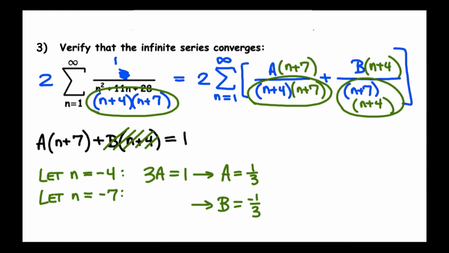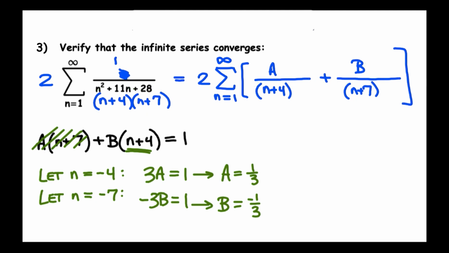If n is negative 7, then you'll have a times 0. Plugging the negative 7 in here is going to give you negative 3b equals 1. So sure enough, yeah, they're opposites. I'm going to replace the a and the b with the 1/3 and negative 1/3 once I clean house up top there and get rid of the green stuff. Okay, so a is 1/3, b is negative 1/3.